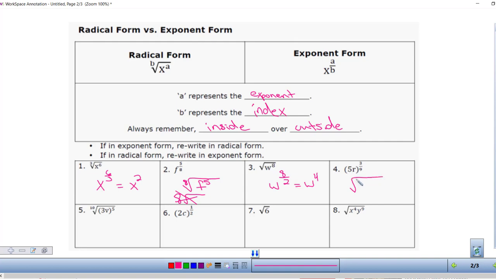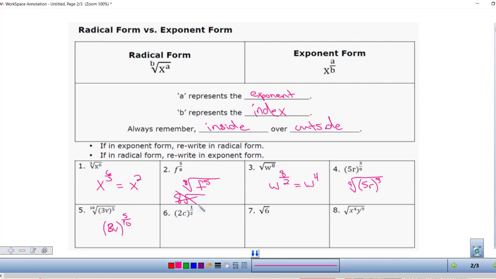This one, let's write as a radical. 5r is in parentheses, so I'm going to leave 5r in the parentheses because this whole thing is to the exponent, not just the r. Inside over outside. So the 9th root of 5r cubed. Again, we have parentheses, so I'm going to keep 3v in the parentheses. Exponent inside over outside.